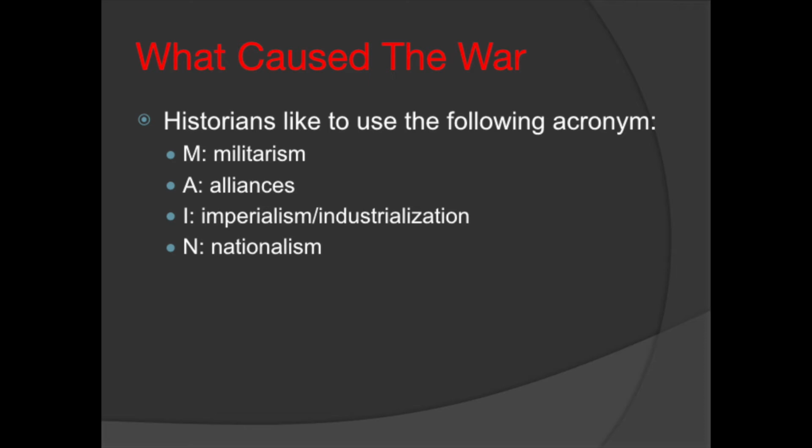M, which is militarism, the growth of a military. If you have a military, you want to use it. A, alliances, which means partnerships. I, imperialism or industrialization or a combination, the growth of an empire and the search for resources. And then lastly, N, nationalism, the belief that your country is in fact better than everybody else's, led to one of the most destructive events in human history.